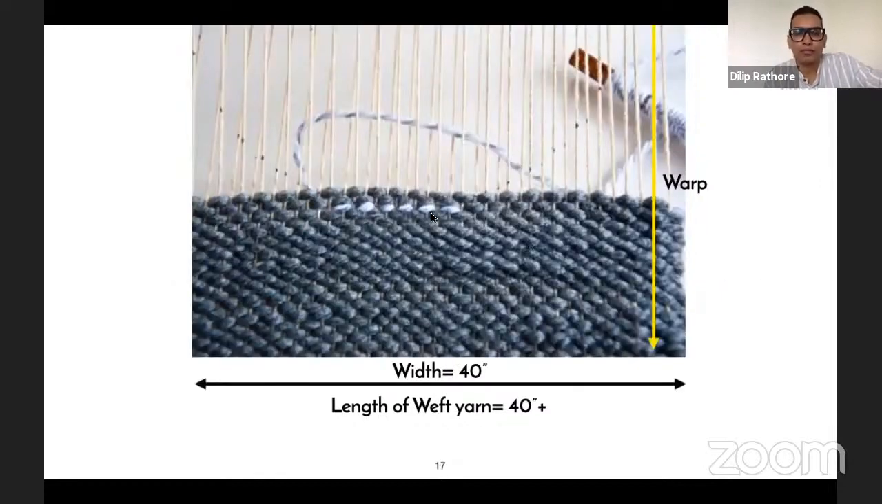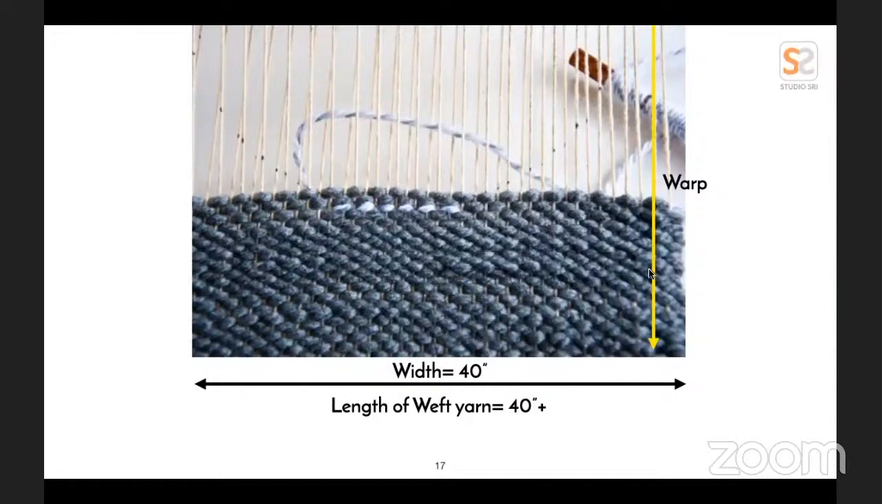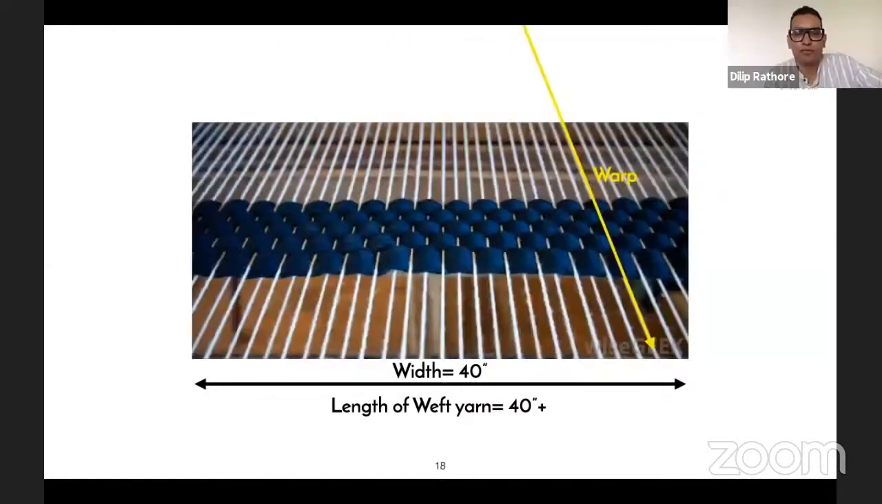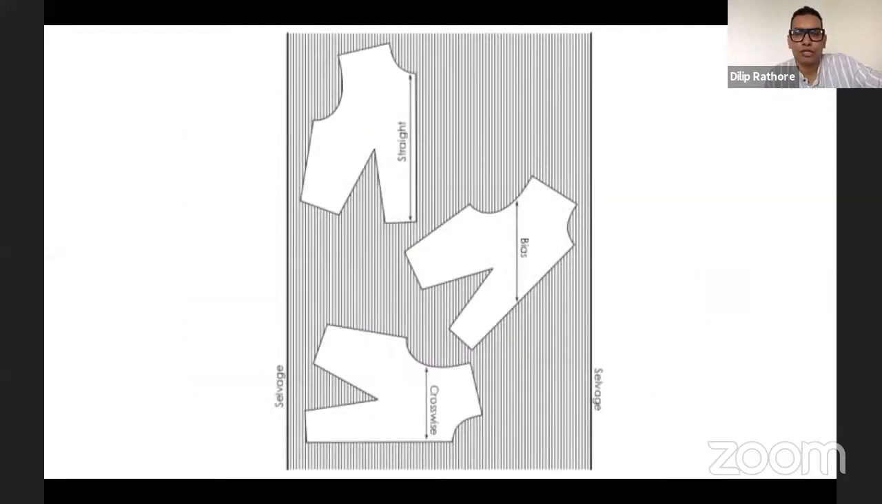So here you can see another photo again. If this is the width, the weft is going up and down and covering more length. Here is another photo so that you get a better idea. The warp cannot stretch, the weft can actually stretch.